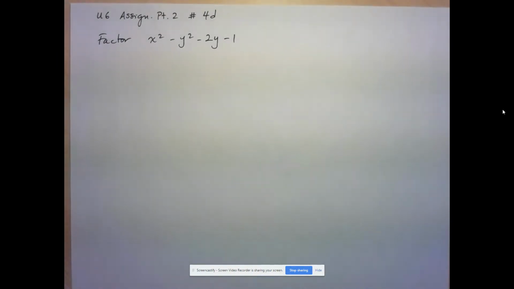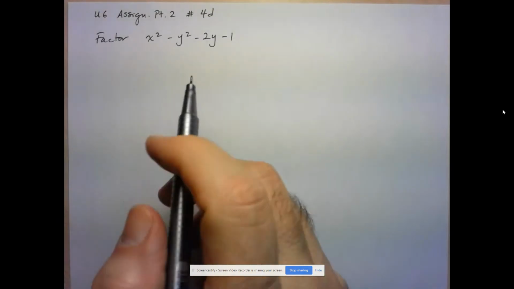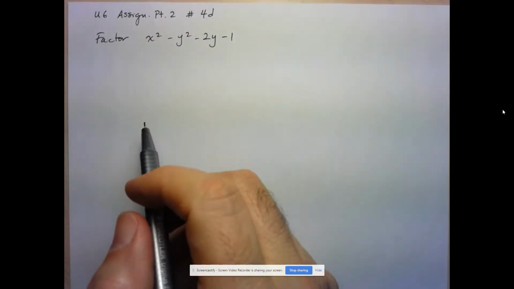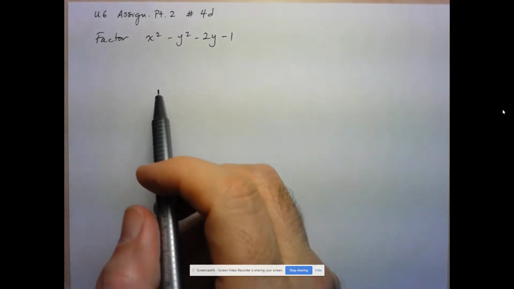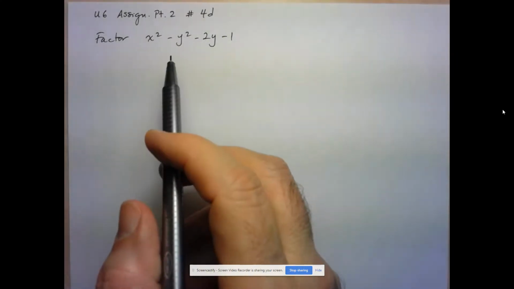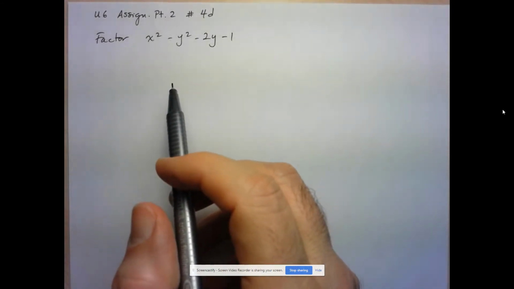Hi folks, we're going to take a look at 4D from the Unit 6 assignment, part 2. So they're asking us to factor this polynomial here. And first thing I notice is that there's 4 terms. And there's two particular methods that we saw that involve grouping with 4 terms.